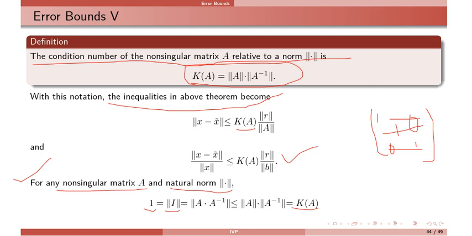And you can write the identity equal to A multiplied by A inverse. Now use that inequality for multiplication: norm of AB is less than or equal to norm of A times norm of B. And this is the condition number. So here is the inequality sign. So the condition number is greater than or equal to 1.